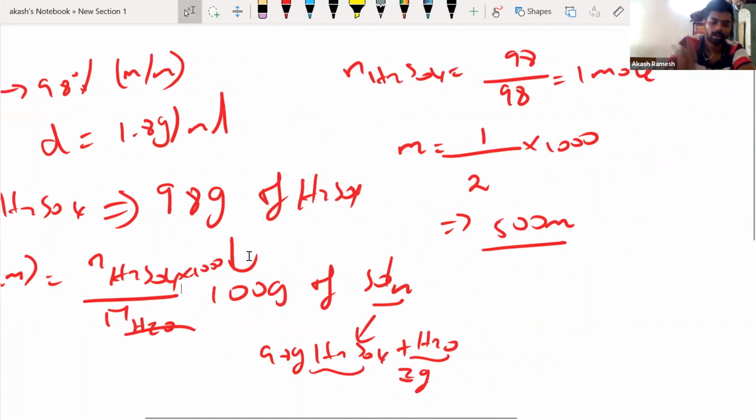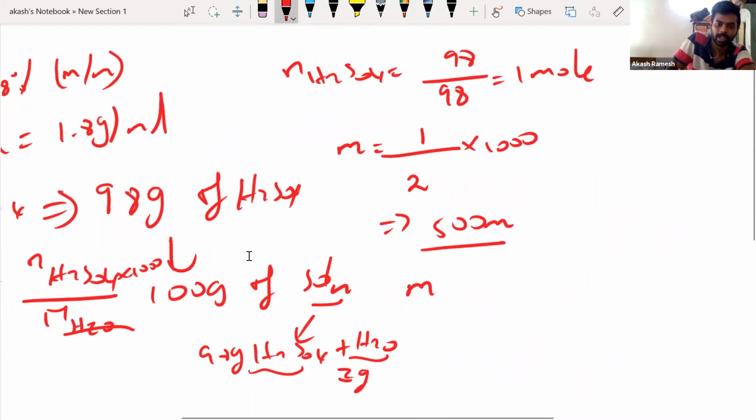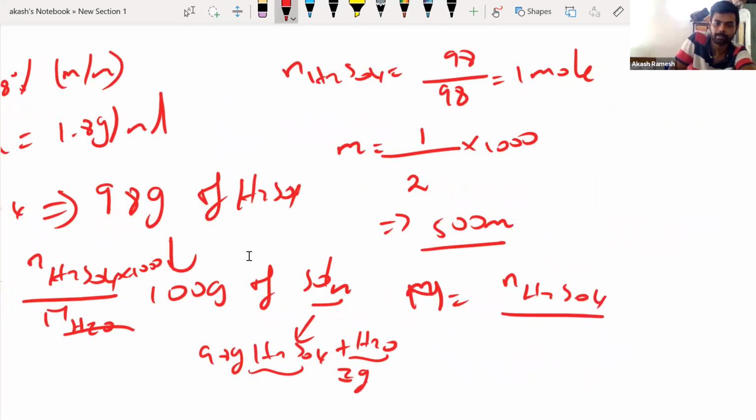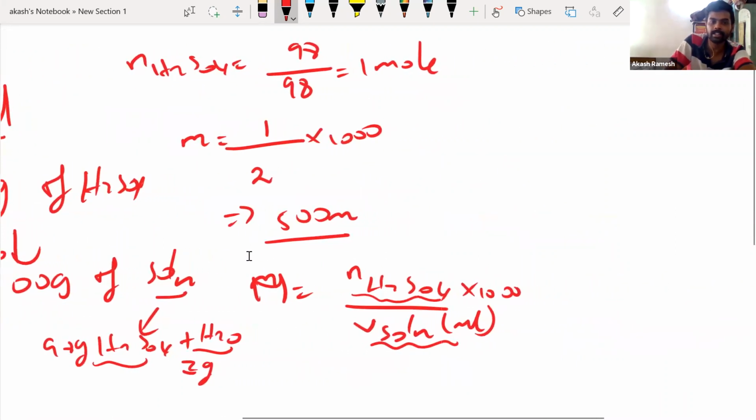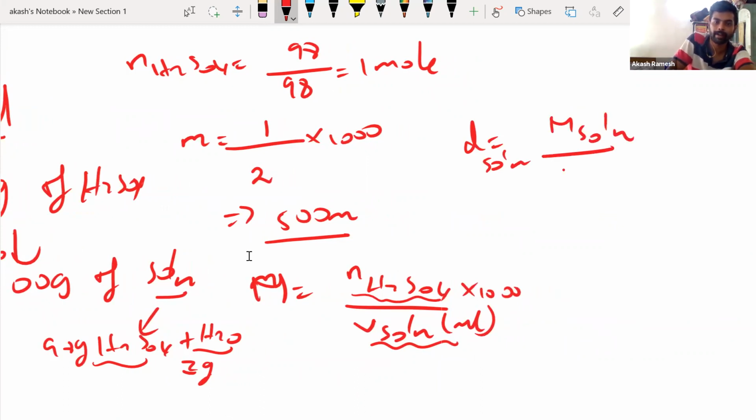Okay, fine. Now for molarity, capital M, I require the number of moles of H2SO4 divided by the volume of the solution in ml, into 1000. This is what we need. I already have the number of moles of H2SO4, that is 1. All I need to find is the volume of the solution. For that, only density is given to you. So density of the solution is equal to the mass of the solution divided by the volume of the solution. What is the mass of the solution?